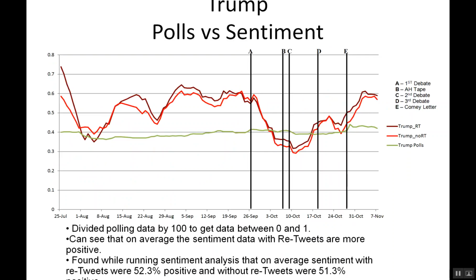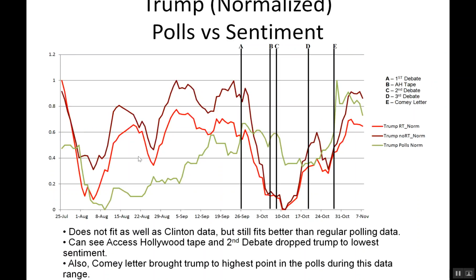He was 52% positive on retweets and 51% positive without retweets. Overall, Trump's tweets were more positive than Clinton's. However, again, we can't really see too much given the polls, so I'll normalize the data again so we can see the swings in the changes in the polls. And here we actually get a pretty good look.